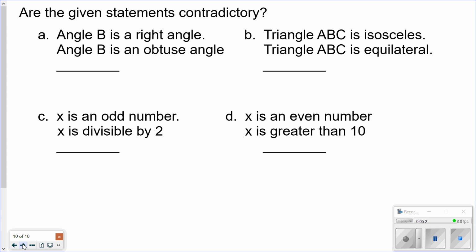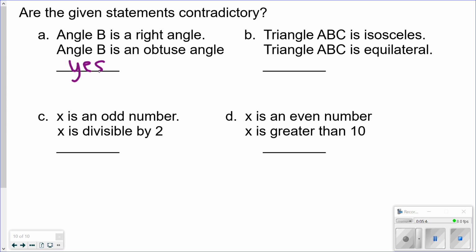Let's try this again. Are the given statements contradictory? For part A, angle B is a right angle and angle B is an obtuse angle. Is this contradictory? Yes or no? Yes, it is. You cannot have both a right and obtuse angle at the same time. So this cannot happen. They are contradictory.